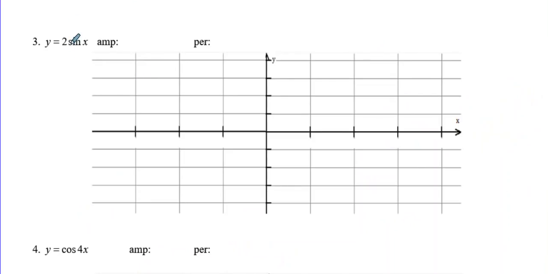Okay, so the 2 is in the a position. That would be the a sine x. So the 2 is going to change your amplitude. Your amplitude is 2. The b value in front of the x didn't change, so your period does not change. Your period is still 2 pi. If your period is still 2 pi, that's still going to be the length of your graph.